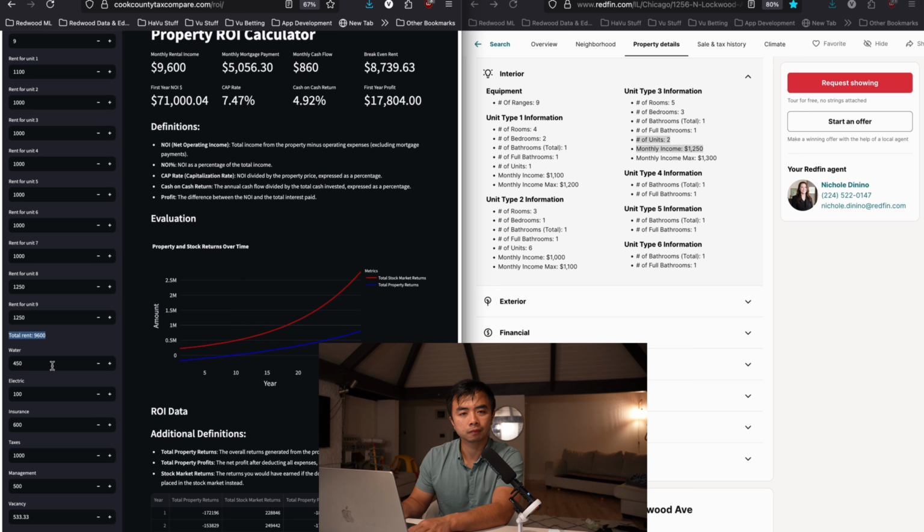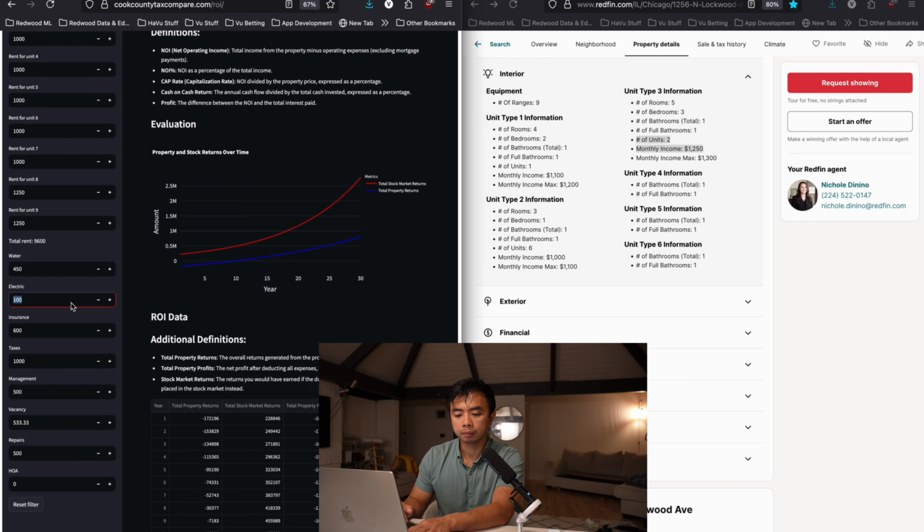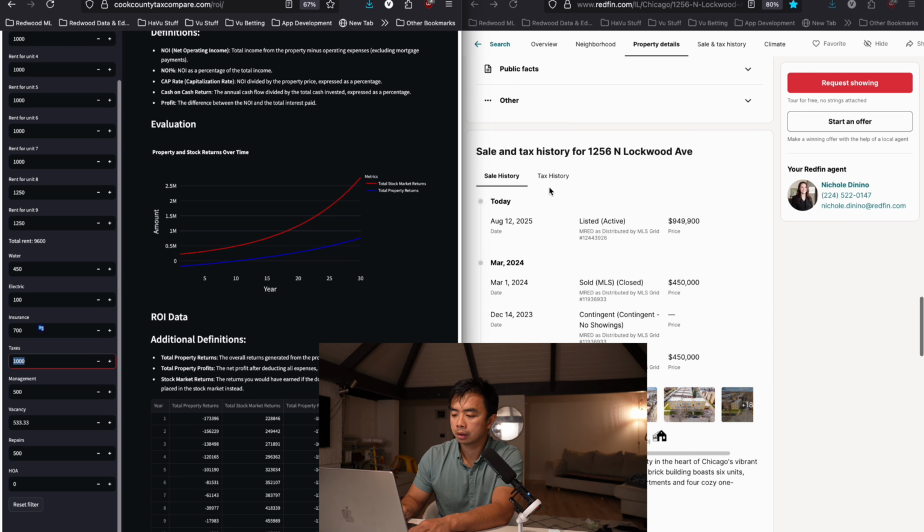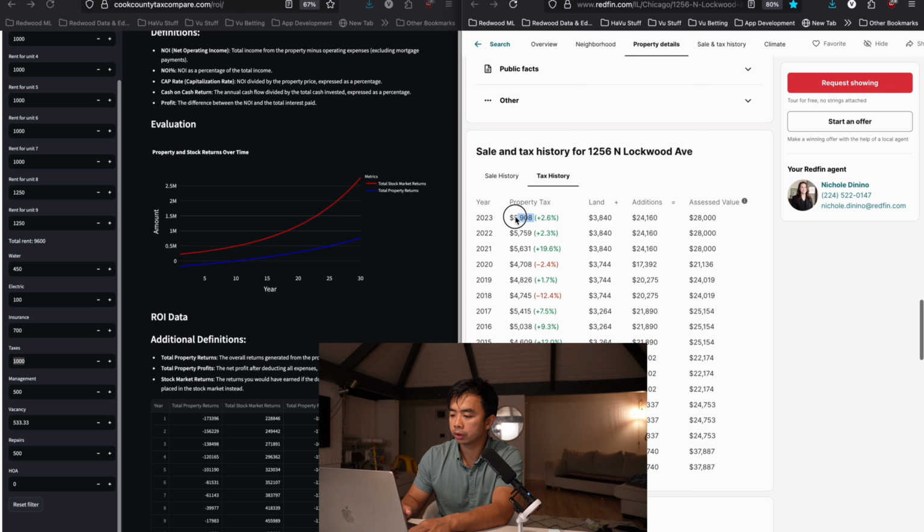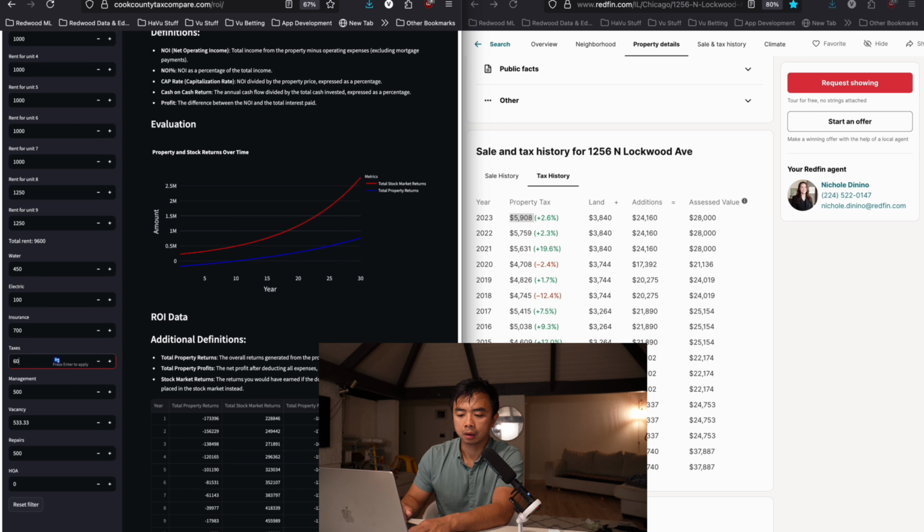Water, I generally put about $50 to $75 per unit. So let's put $450 per month. Water, electric, $100 just for the common area. Insurance, around $600 per month. Commercial property insurance rates have been skyrocketing, so it could be a little bit more than that. So we'll actually make it $700 per month. Taxes, if we go over here to tax history, it looks like they paid $6,000 in taxes in 2023. So let's do taxes. We're gonna do about $600 a month, or maybe like $580 a month in taxes.